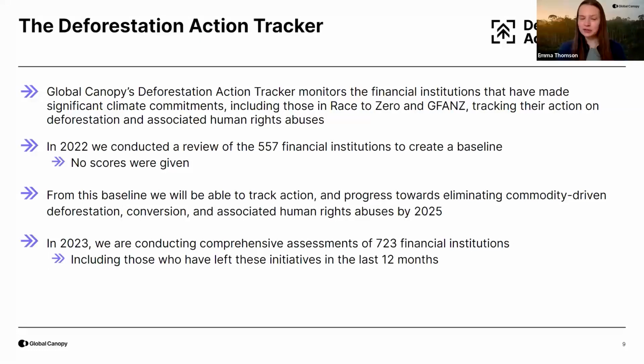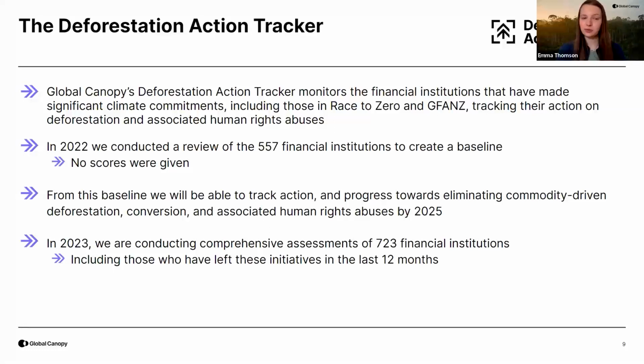As we've mentioned already, the Deforestation Action Tracker monitors the financial institutions that have made significant climate commitments, predominantly net zero commitments, including those through the Race to Zero and the Glasgow Financial Alliance for Net Zero. And the Action Tracker exists to track the action of these financial institutions on deforestation, on the conversion of natural ecosystems, and on the associated human rights abuses that are prevalent in forest risk supply chains.